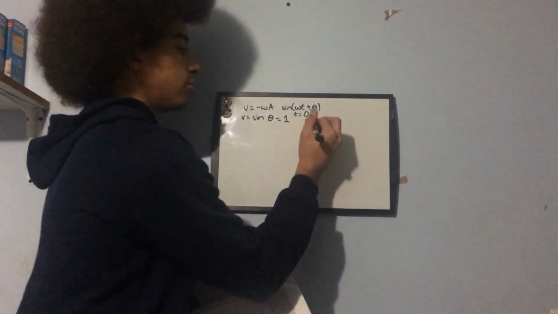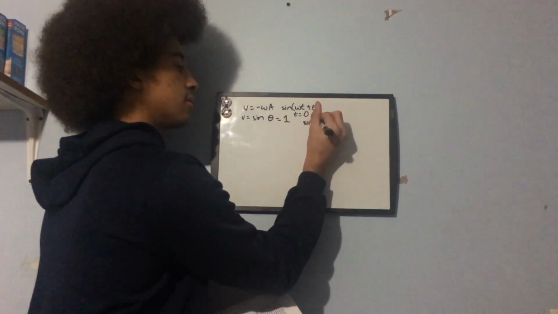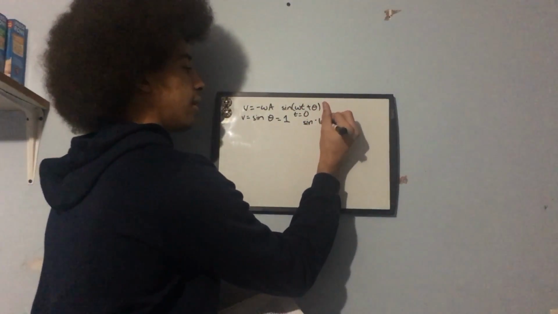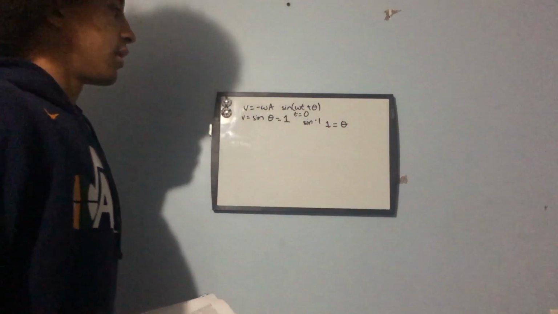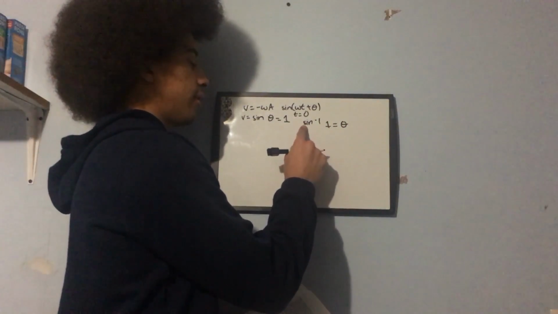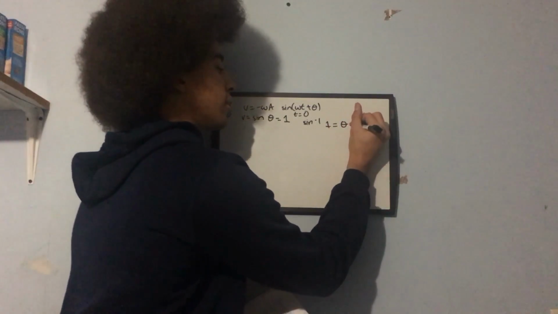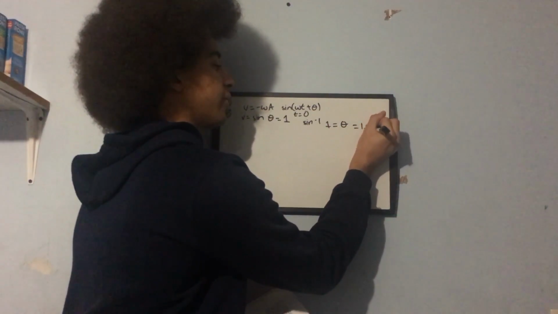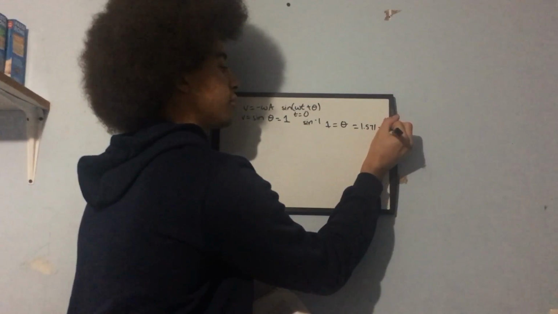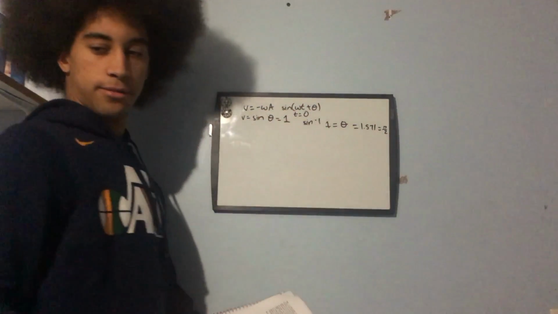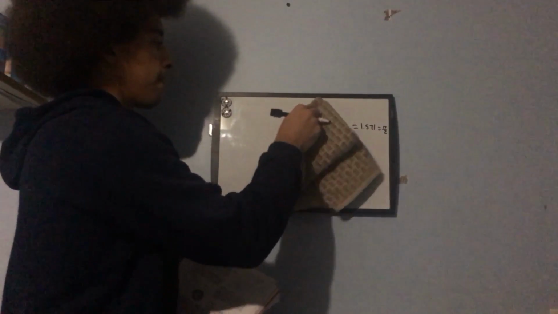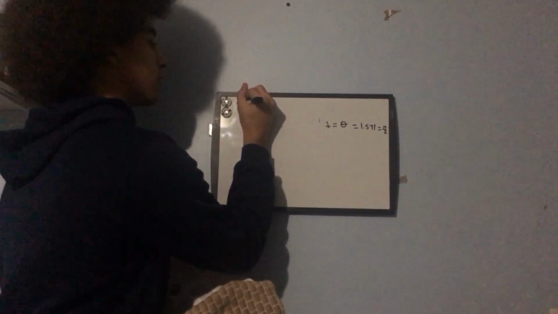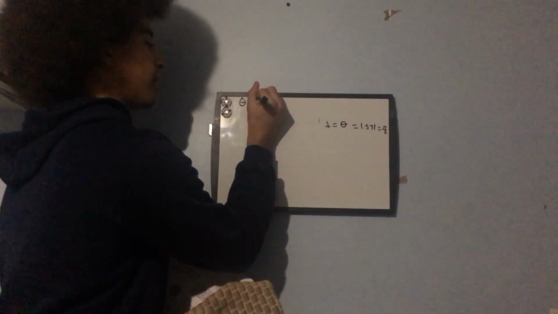And then we do inverse sine of 1 equals the angle, and inverse sine of 1 equals 1.571, which equals pi over 2. So then we know that the phase angle is pi over 2.